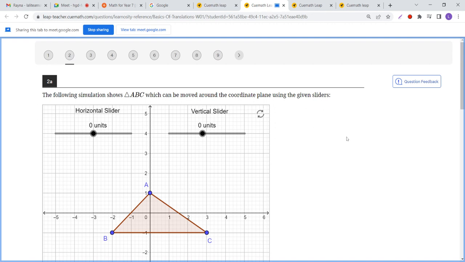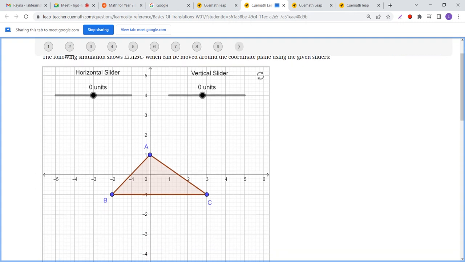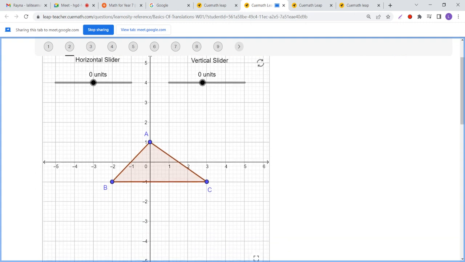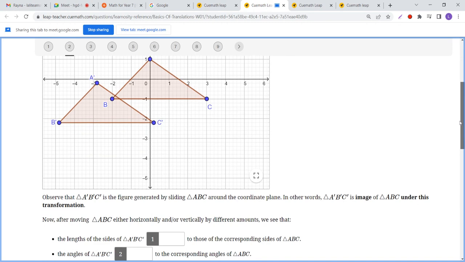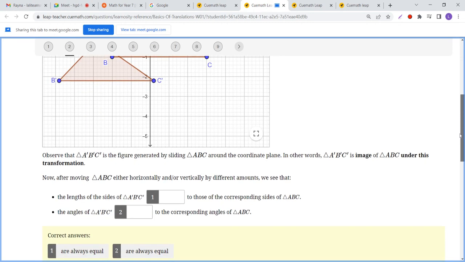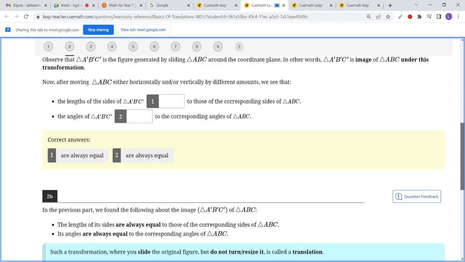Okay. The following simulation shows triangle ABC, which can be moved around the coordinate plane using the given sliders. So we have ABC as a triangle. For our simulation purpose, we move it by units here. That is the logic that you already know. Fine. Now let's go with the set of questions.